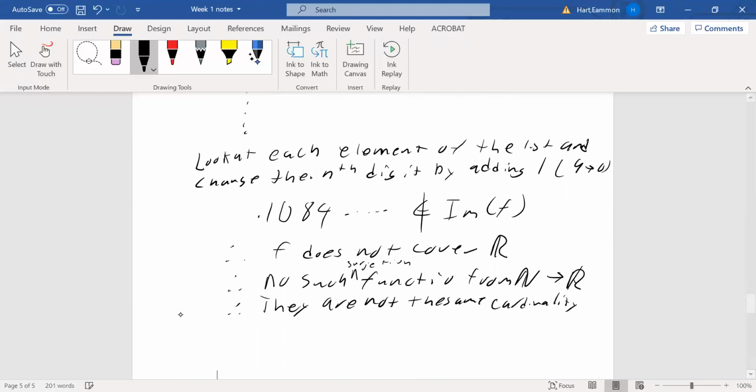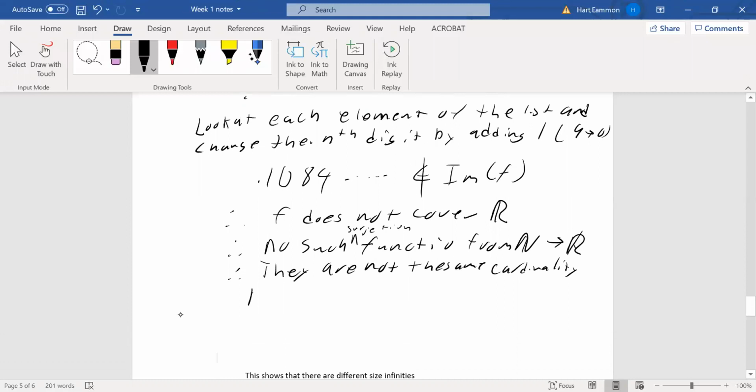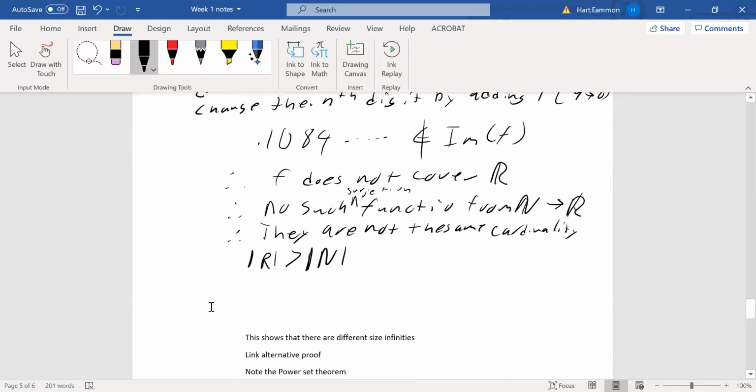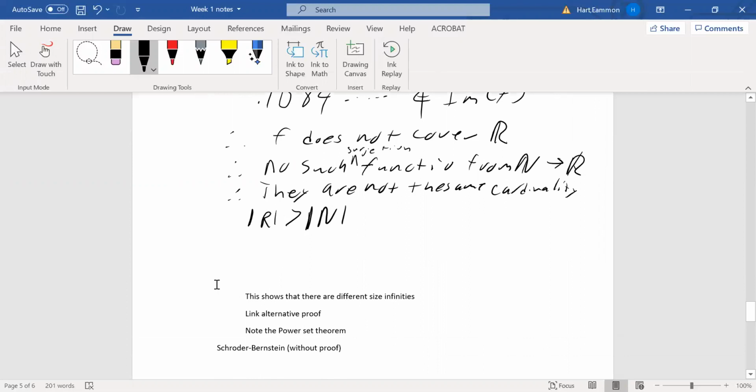In fact, the cardinality of R is strictly bigger than the cardinality of the naturals, which tells us that there are, in fact, different size infinities. And this is going to be your first exposure to an uncountable infinite.